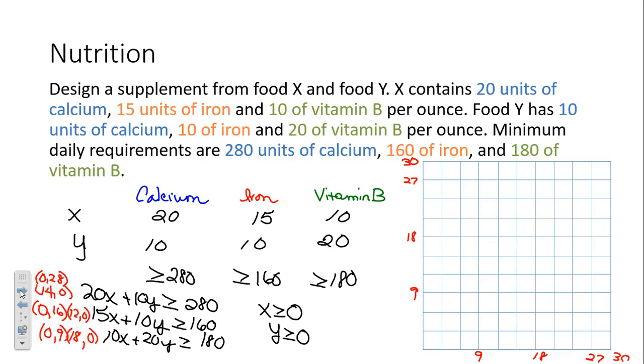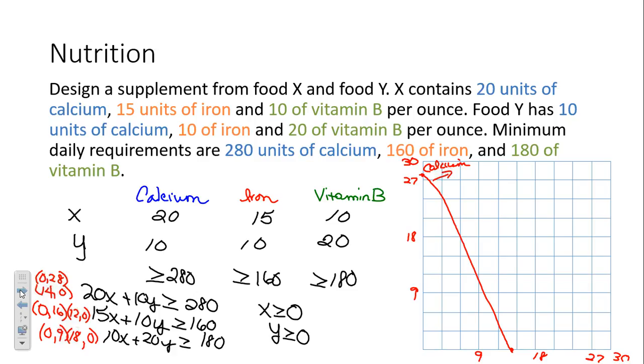And we have a point at 0, 28, and 14, 0. Okay, so this is one of our lines. That happens to be the calcium line. And we need to be bigger than that, right? So we're shading to the right. Does that make sense? Should have done this in blue.